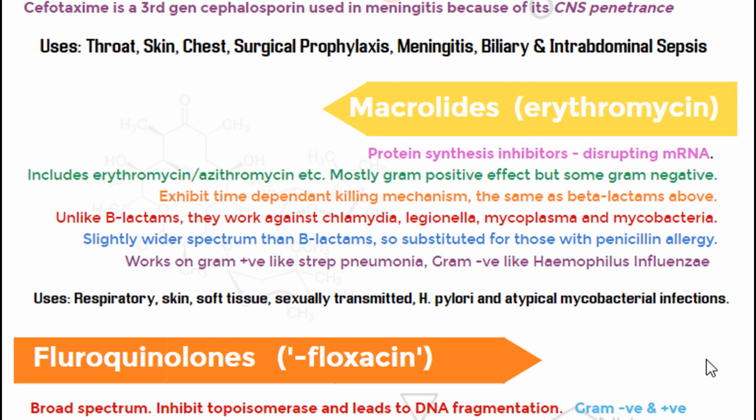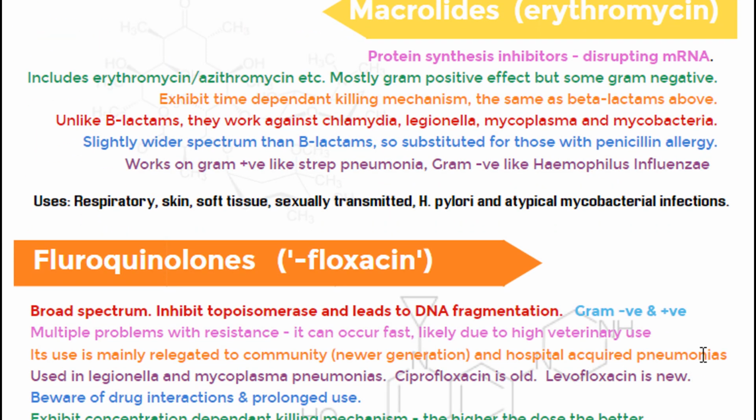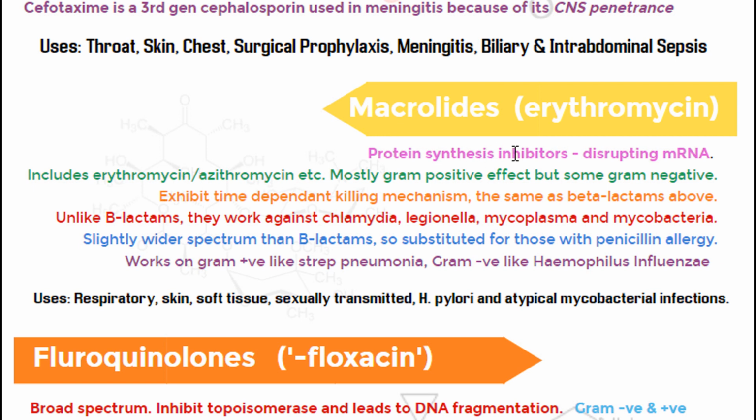The next section is macrolides. Macrolides are drugs like erythromycin. They are protein synthesis inhibitors. They disrupt mRNA. They include erythromycin and azithromycin. They're mostly gram-positive, but have some gram-negative effects. They exhibit a time-dependent killing mechanism, the same as beta-lactams, as we've already discussed.